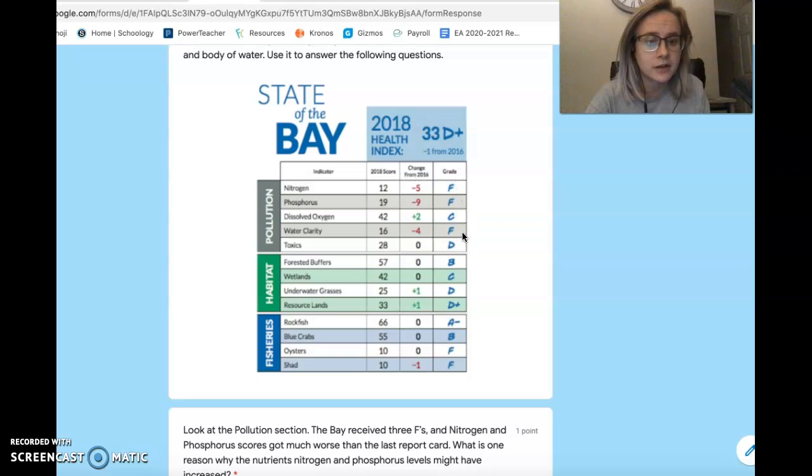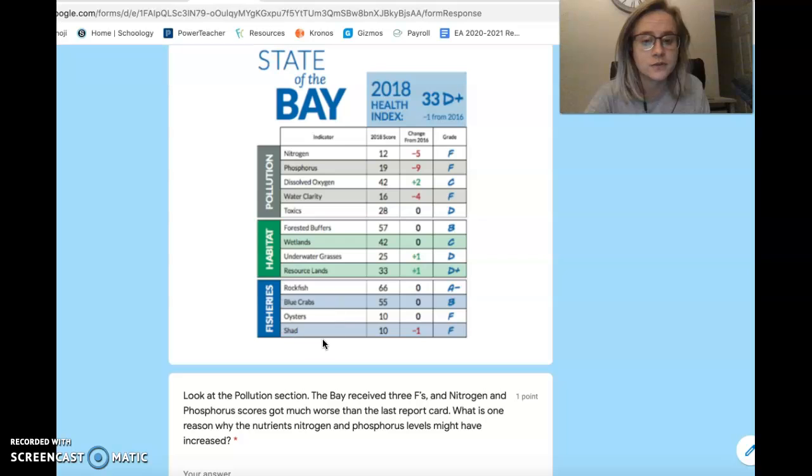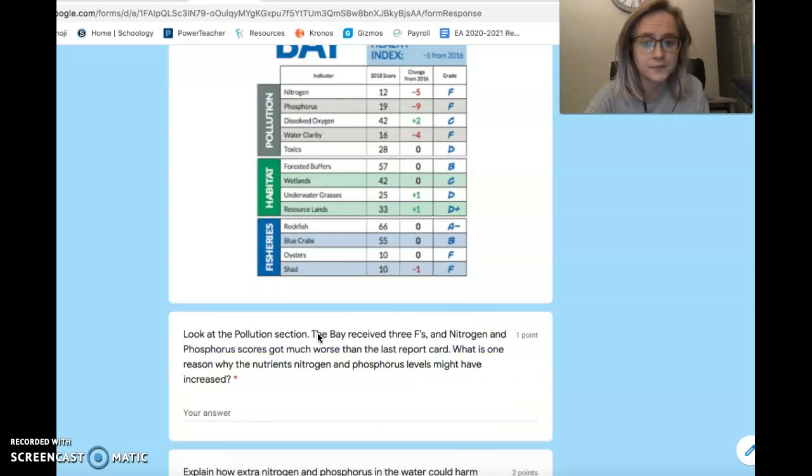So F is the lowest, D, then C is the next lowest, then you can get a B or an A. So A, B, C, D, or F is the lowest, okay? It also shows habitats, forested buffers, wetlands, underwater grasses, resource lands, how well it's doing there. And then it also shows the different types of living things there. The number of rockfish, blue crabs, oysters, and shad.